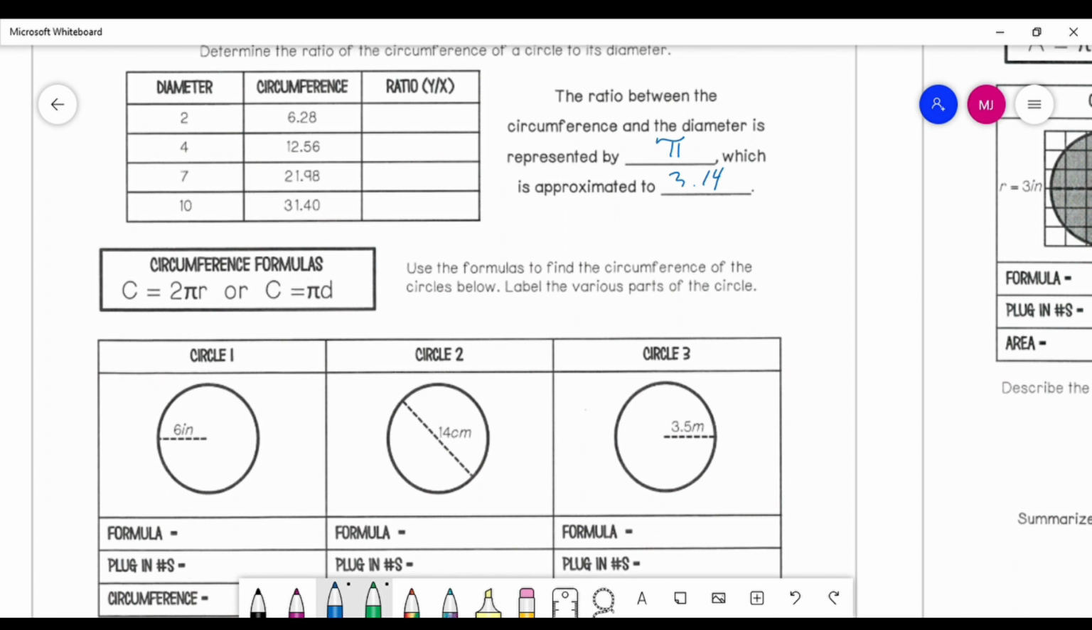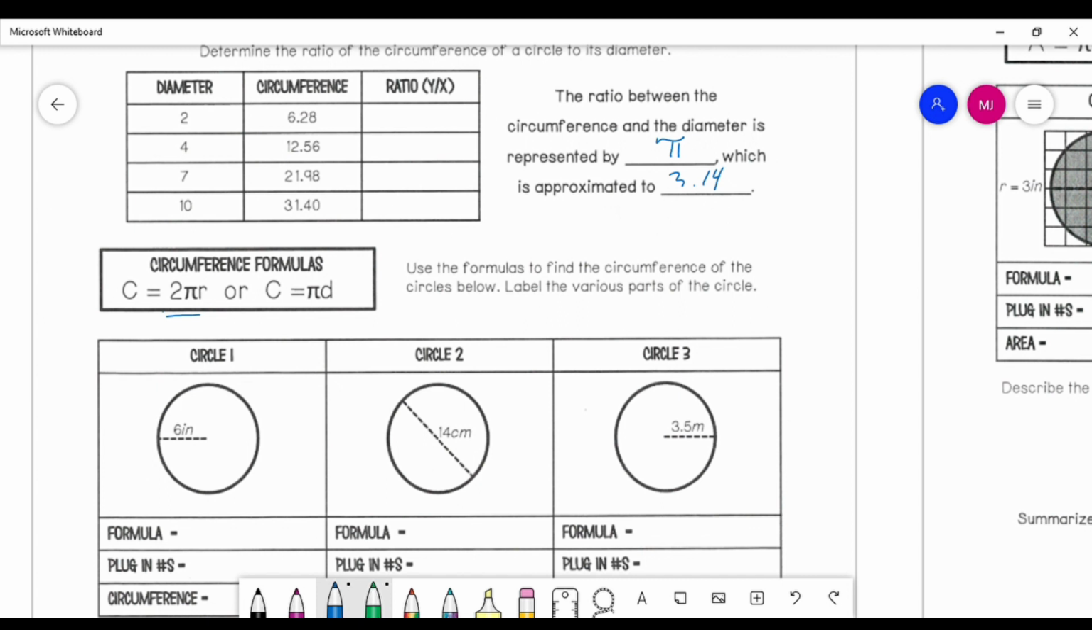And so you get to choose which one you want to use every time you approach a problem. I prefer to use this one. The reason I choose to use that one is because when you're doing area, you're going to use radius. So why not just use radius every time? To me, it's easier to remember 2 pi r than it is pi d. But that's totally up to you and what you want to memorize, okay?